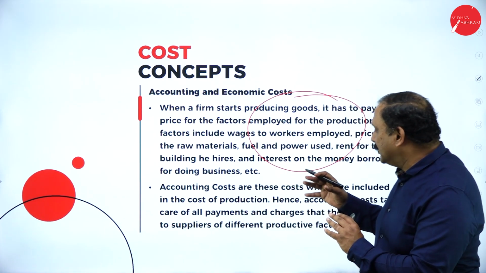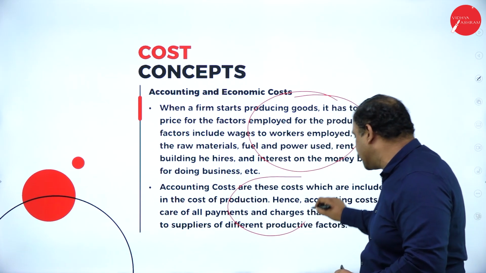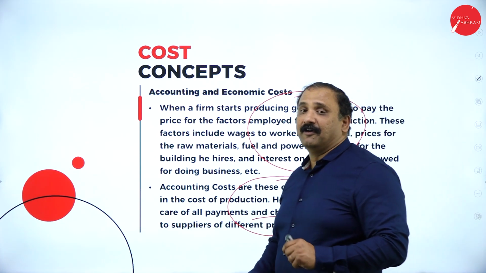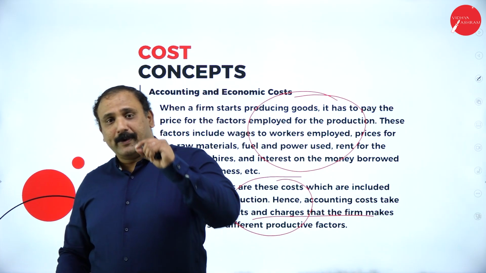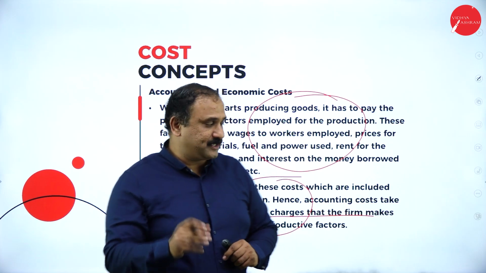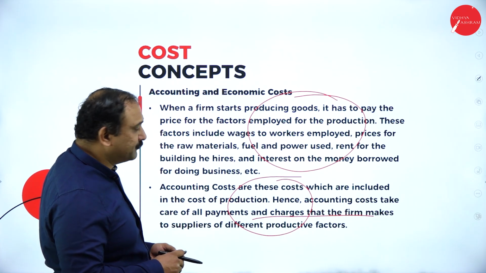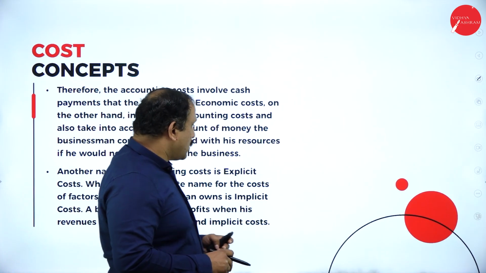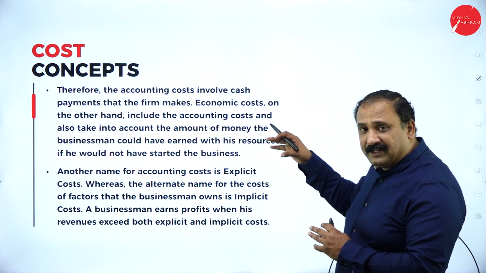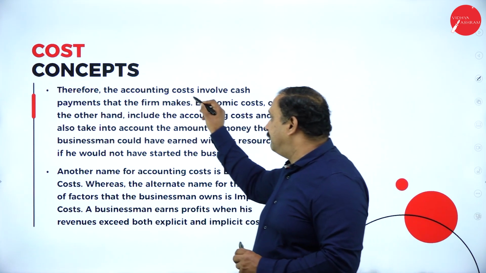So when we move into this, these are where the accounting cost that would include the cost of production. Hence, accounting cost will take care of all payment and charges the firm makes to the supplier. So when you write down in the book of accounts saying that these are the costs involved, so that's what we are calling it as the productive factors here in terms of the accounting cost. Now, the cost concept comes into the picture where I'm going to get further in terms of accounting cost, which involves cash payments that are made by the firm.